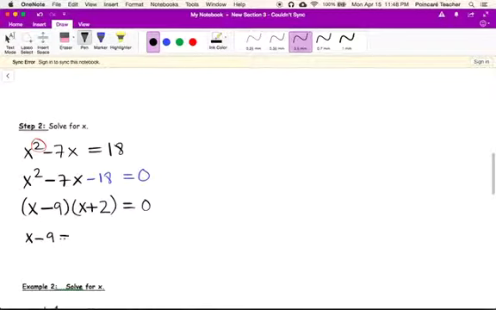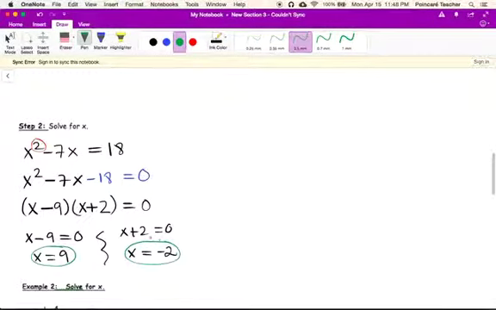Now to solve for x, I'm going to set each factor equal to 0. So x minus 9 equal to 0. That means x has to be 9. And then I have x plus 2 equal to 0. For that to be true, x has to equal negative 2. So my two solutions are x equals 9 and x equals negative 2.